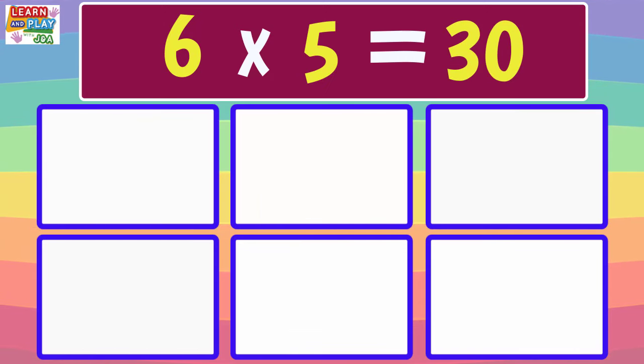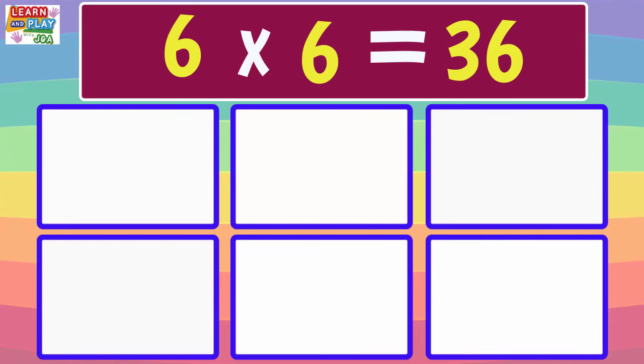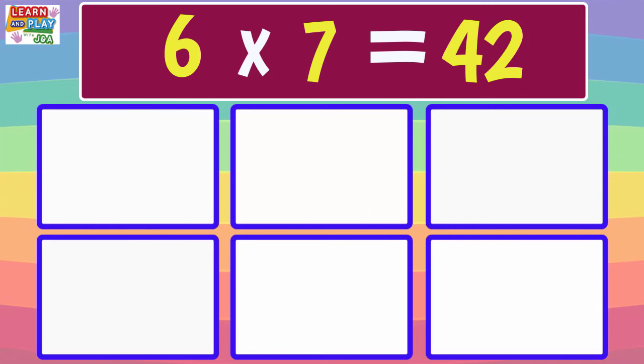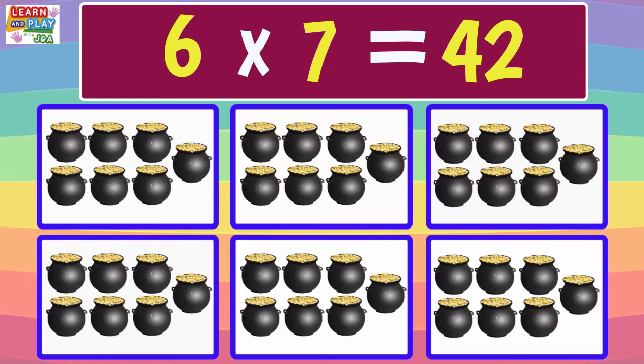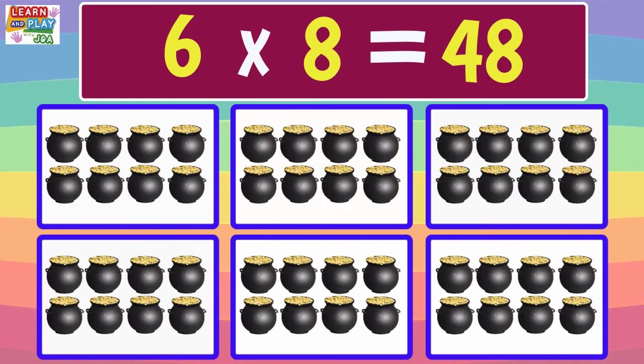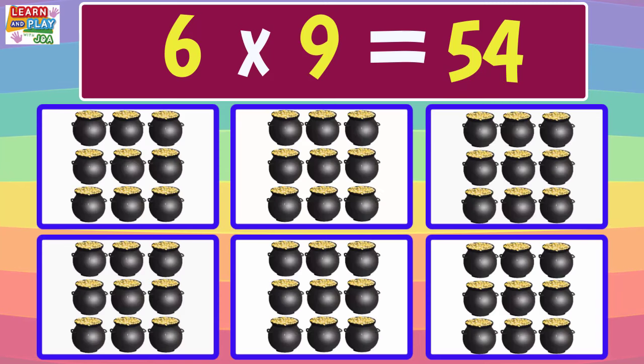6 times 5 is 30. 6 times 6 is 36. 6 times 7 is 42. 6 times 8 is 48. 6 times 9 is 54.